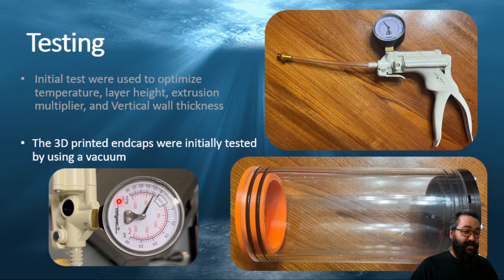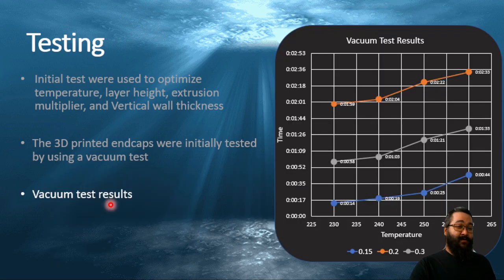On the vacuum gauge here, I applied 10 inch-pounds of vacuum. I started a stopwatch, waited for the vacuum to go to 5 inch-pounds, and stopped the time. This was recorded for each end cap, and we'll talk about that in a little bit. But that was done through all 12 end caps that were initially printed, for temperature and the time.